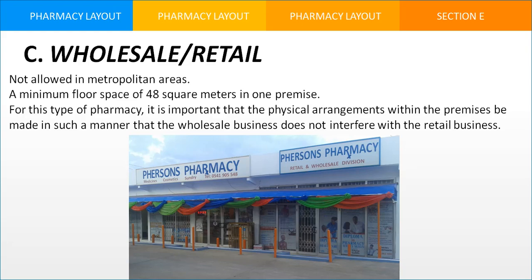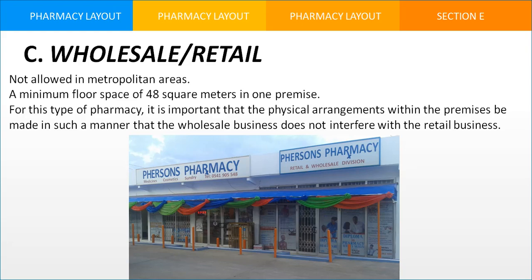For the wholesale retail pharmacy, it's not allowed in a metropolitan area like the Accra Metropolis, it's not allowed. Kumasi Metropolis is not allowed. Takoradi is not allowed. Okay, it's only allowed in a municipality. If you're in a municipal assembly or so, okay, it's allowed. The retail wholesale pharmacy should have a minimum of 48 square meters. Okay, so please know the difference. The retail shop is 36. The wholesale shop was 36 square meters. But when we are combining the wholesale retail shop, it should be 48.